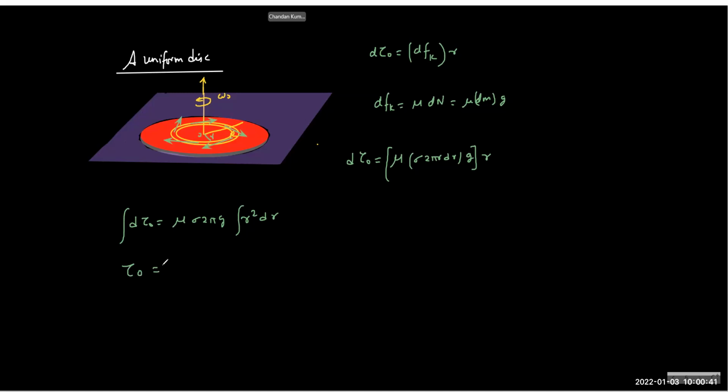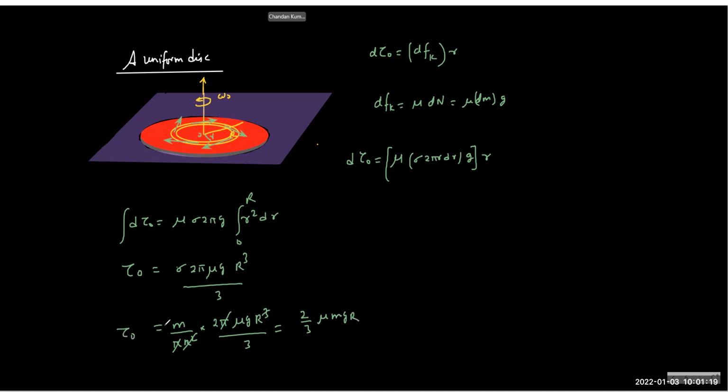So the net torque of friction will be sigma 2 pi mu g r cube by 3. And sigma we can write as m by pi r square. So the answer is 2 by 3, 2 by 3, right? Mu m g r. This is the torque. Now the first part is done, which is the torque part.